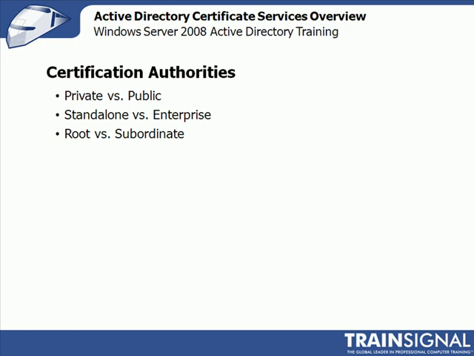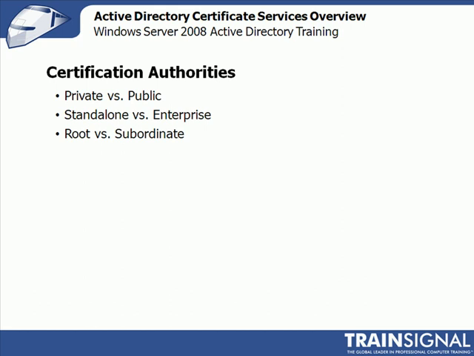How about standalone versus enterprise? Well, I can give you the short version of standalone versus enterprise, which is real simple. Enterprise CAs need Active Directory. And to be more specific, because we are talking about Active Directory Certificate Services, enterprise CAs need to integrate with Active Directory Domain Services. Okay, so you have to have an ADDS infrastructure in place to use enterprise CAs.